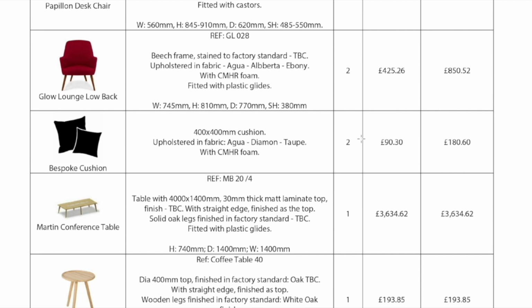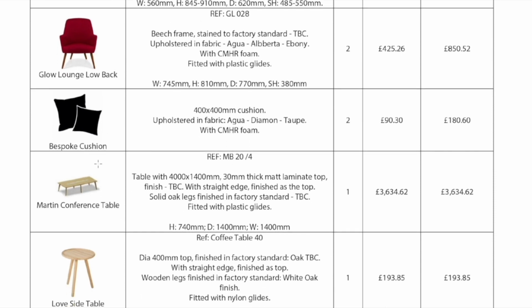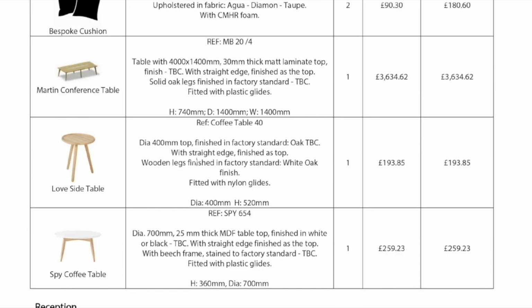And even here you can see there's bespoke cushions. Again, we've got all the sizes, all the dimensions, the fill foam, upholstery, what we use, quantity, cost, and cost for all. Same if we are talking about side tables or even desks or bigger tables. All the dimensions are here. Matte laminate top finish to be confirmed. Again, this was up for discussion, but at least we have the reference in there that it's going to be a laminate top with straight edge finished as the top.